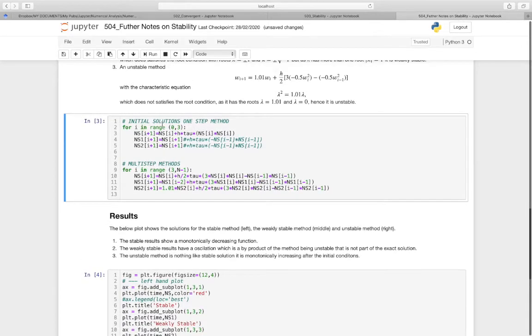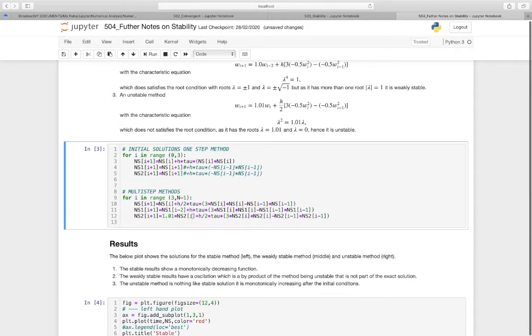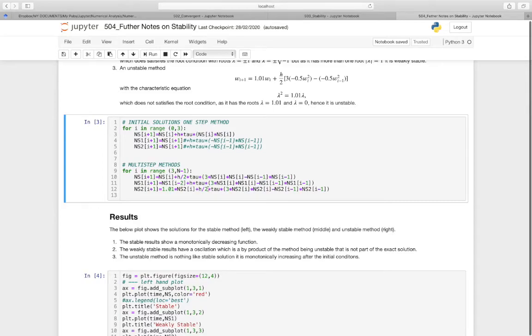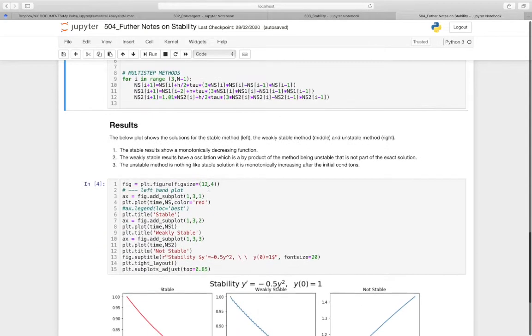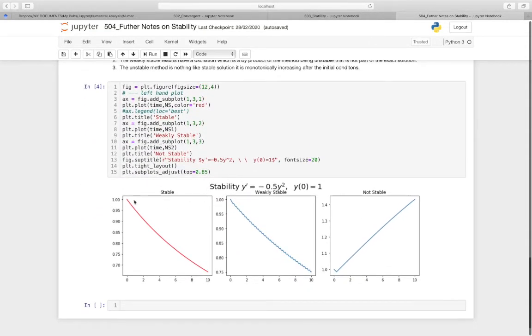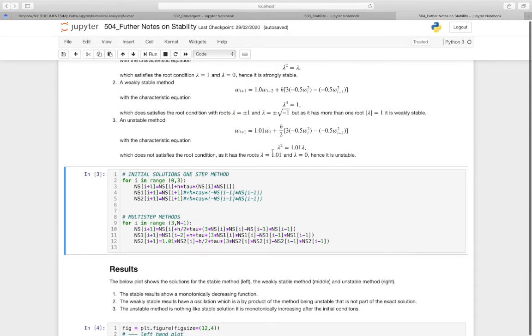Now, for our methods, we have to set up our initial conditions, and then we just input our methods. They're all more or less the same. It all works its way through. But what we see here is the stable solution is monotonically decreasing. The weakly stable, like in the previous example, has this oscillation in it that's not natural. But the unstable, or the not stable condition, it just ticks off to infinity in the opposite direction. Everything else is monotonically decreasing, it is monotonically increasing because of this 1.01.